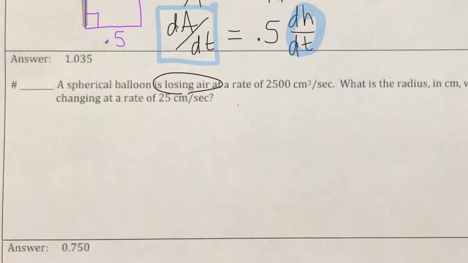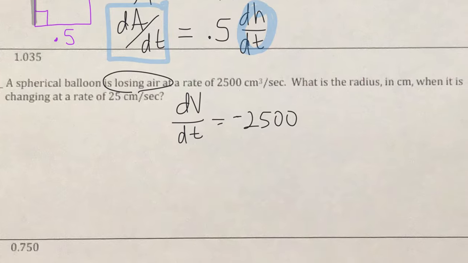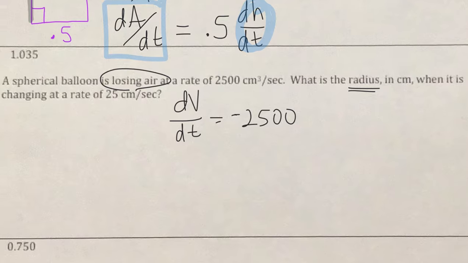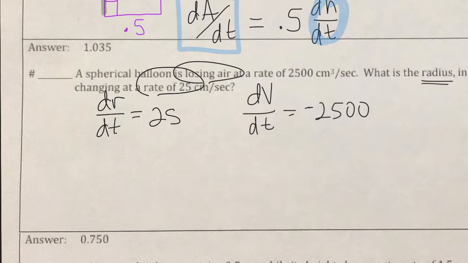All right, a spherical balloon is losing air. That means we have a negative rate, right? The volume is the air, so the volume is leaving at 2,500 cubic centimeters per second. Okay, so that's a negative rate because we're losing air. What is the radius when it's changing at the rate of 25? So we know dr/dt, the radius is changing at 25. So we're going to think it's getting smaller, right? If the volume is getting smaller, chances are the radius is getting smaller.